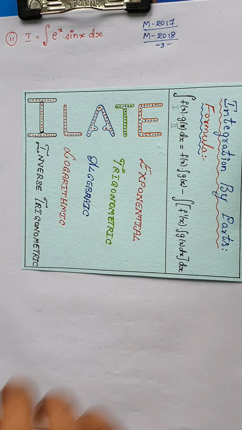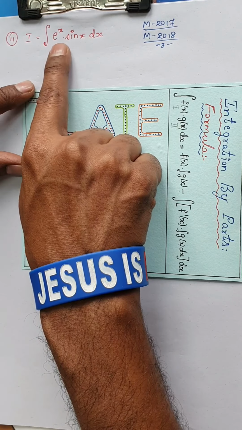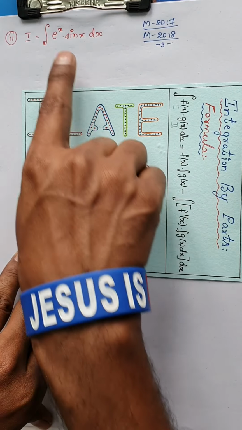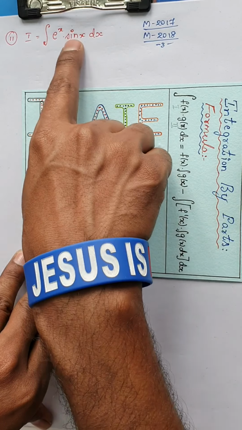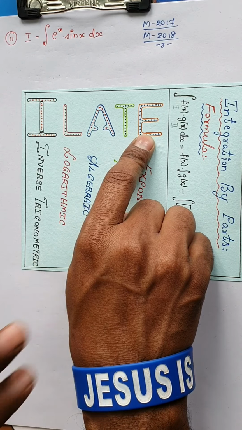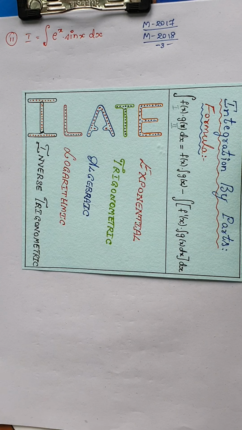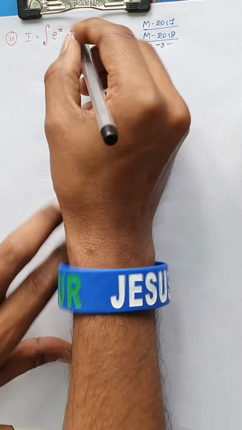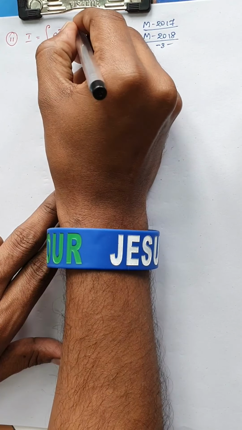In this question the two functions given are exponential, e power x, and trigonometric, that is sin x. According to our rule, keep the first function as it is. Which is the first function? I'm going to consider the trigonometric function as the first function, and e power x as the second function.